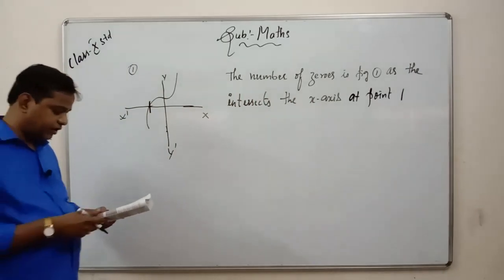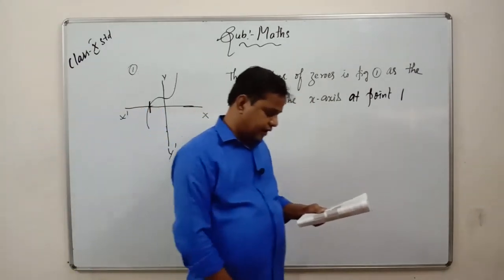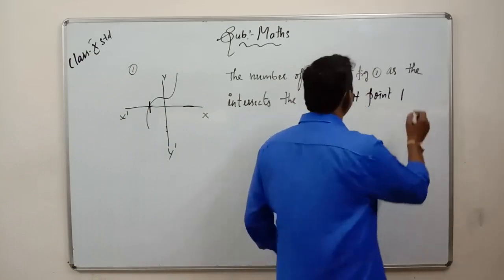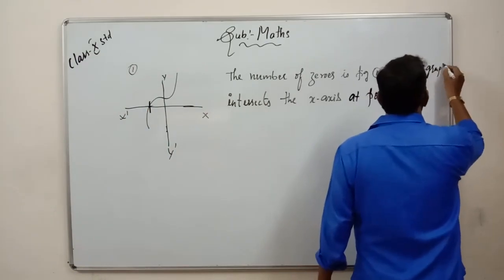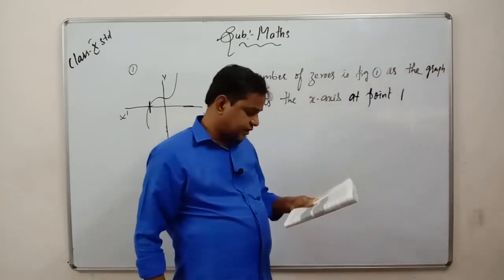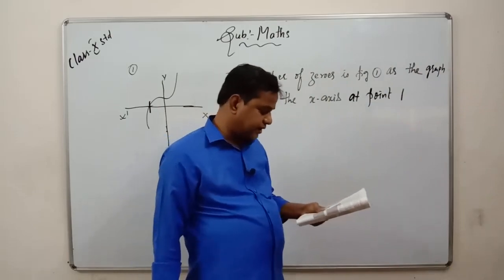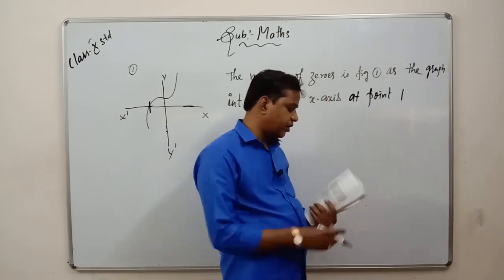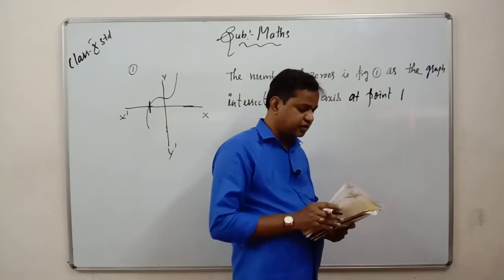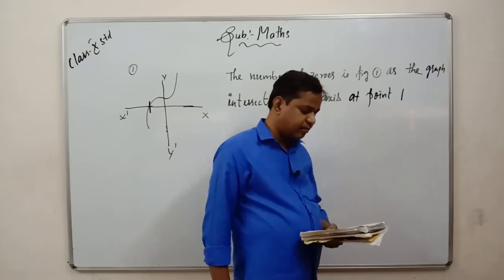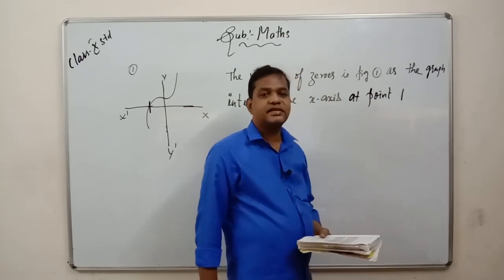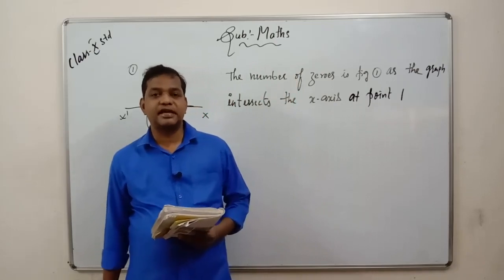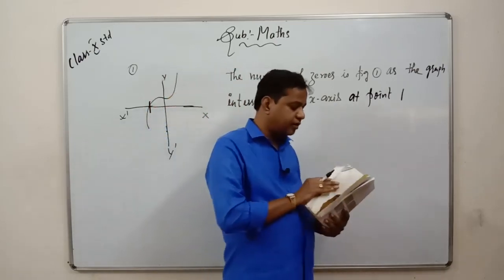So in figure 2, the number of zeros is 2, as the graph intersects the x-axis at 2 points. So you have been given the 2 points. In the third, it is 3, because it is intersecting at 3 points. And in the fourth, the number of zeros is 1. In the fifth, the number of zeros is 1, because the graph is intersecting at 1 point. And in the last, the number of zeros is 4. It is intersecting at 4 points in that graph. Okay, children, copy it.